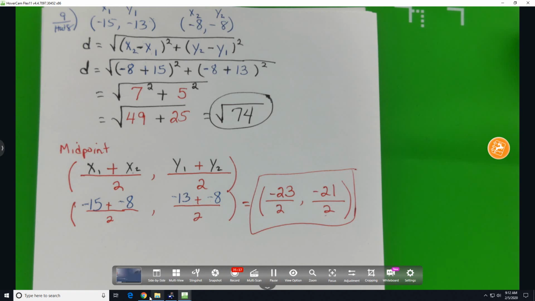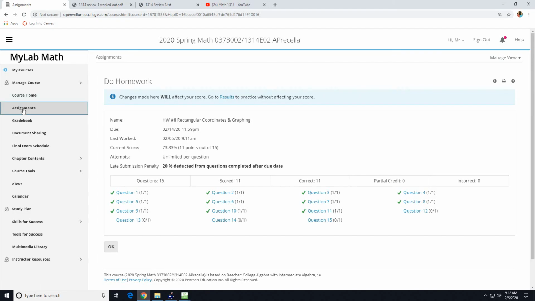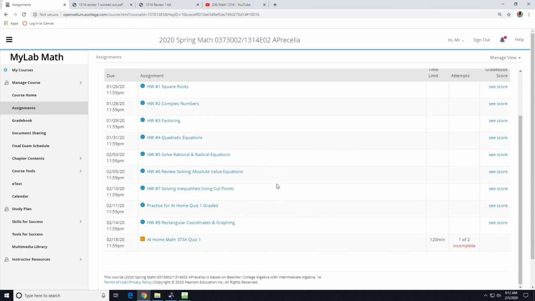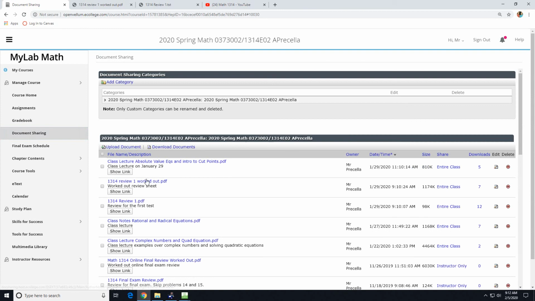Let me look at the assignment. So if you're wondering, what are you supposed to be doing? At this point, everything you should be doing is right here on assignments, with the exception of the review for that first test, the paper test. Okay? That review is posted under document sharing. Okay? So, any questions on that?